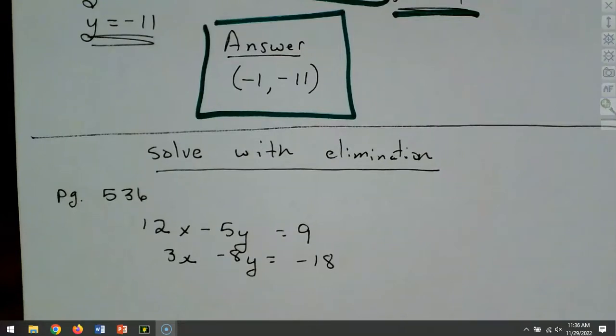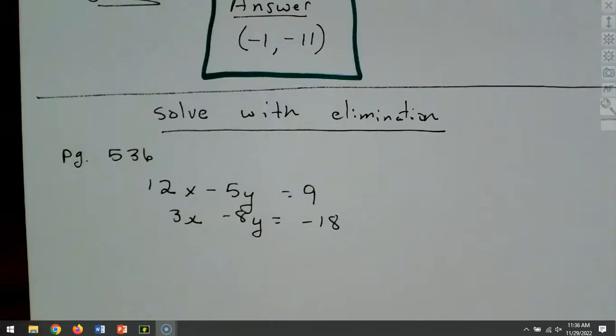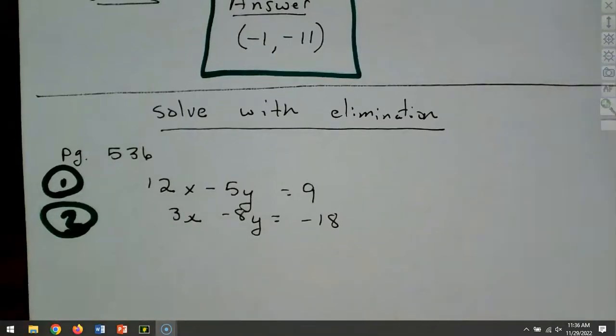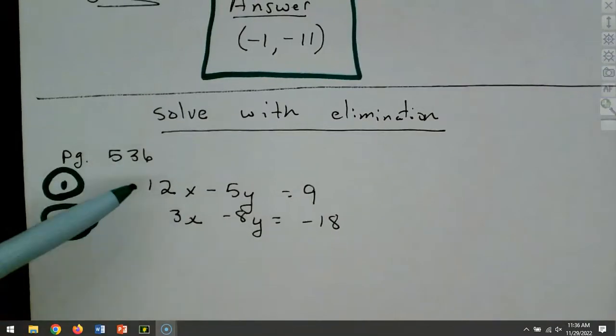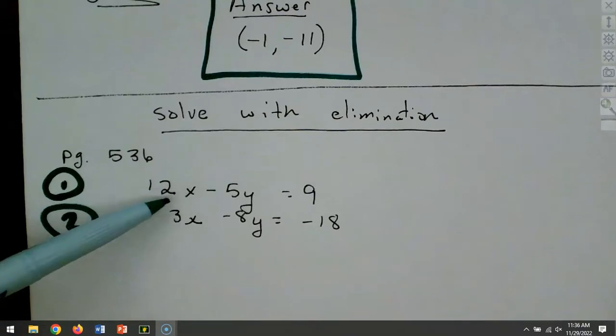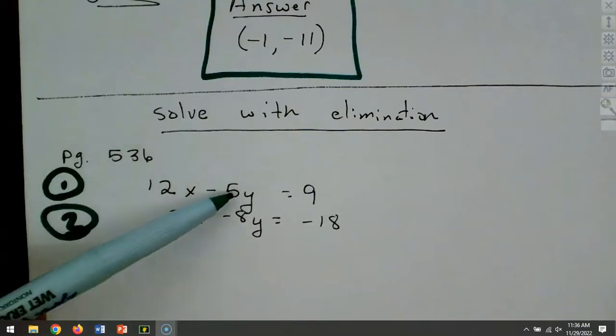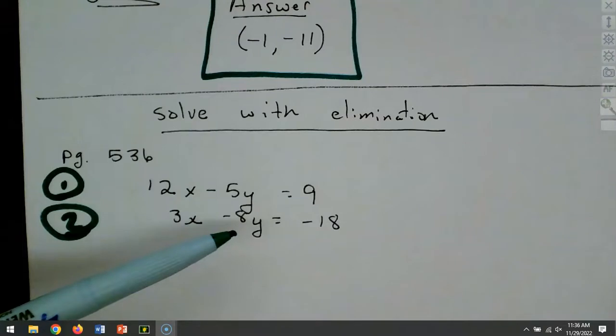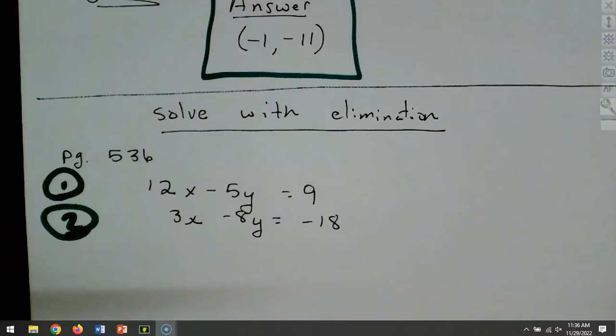Now, I wouldn't want to use substitution because we are going to get a whole bunch of fractions. And we do not want to use fractions if at all possible. So we're going to have to try to solve this with elimination. And when I look at elimination, I try to get rid of one of the variables. And I look at them in terms of the numbers in front. The x has a 12 and a 3. The y has a 5 and an 8. Well, 5 and 8, they don't have anything in common. Okay? But what about 12 and 3? They do, right? Because you can take 3 times what to make it 12?